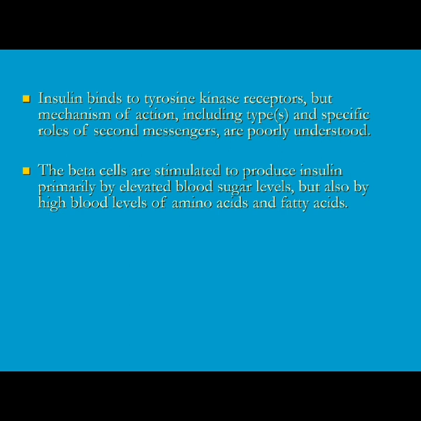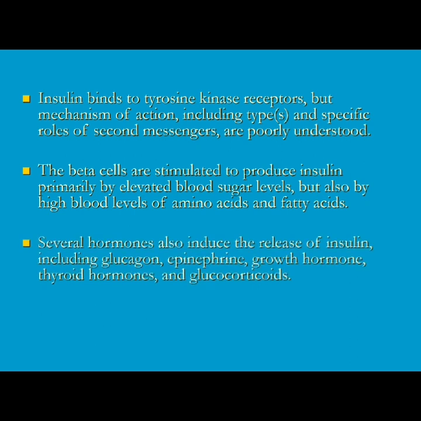And then insulin binds to tyrosine kinase receptors, but the mechanism of action, including the type and specific roles of second messengers, is poorly understood. The beta cells are stimulated to produce insulin primarily by elevated blood sugar levels, but also by high blood levels of amino acids and fatty acids.